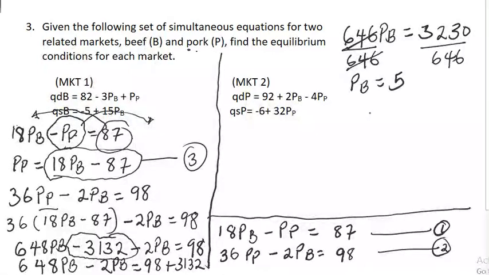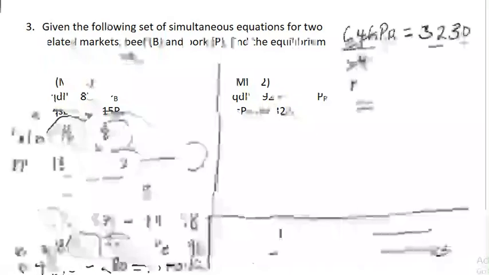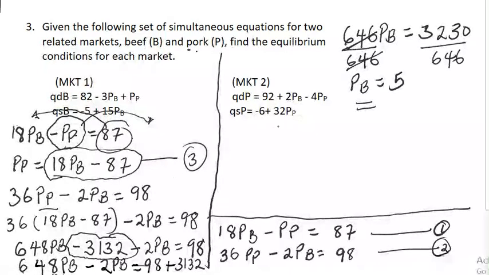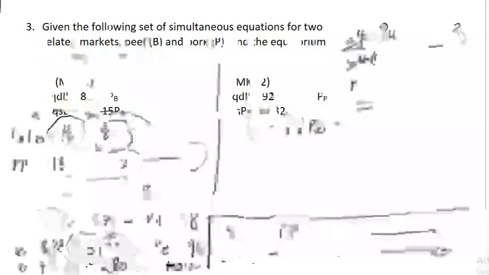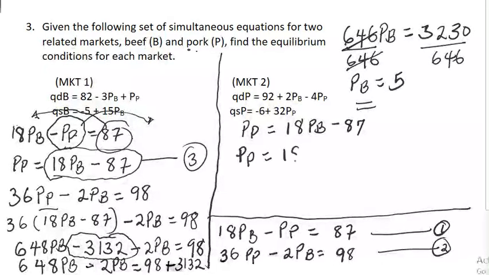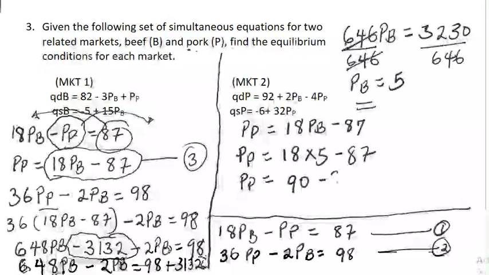Okay, so we've gotten pb. Now we are going to go back to equation 3 and substitute pb into the equation. From equation 3, pp equals 18 pb minus 87. Remember, pb equals 5, so pp equals 18 times 5 minus 87. 18 times 5 is 90. 90 minus 87 will give me 3.